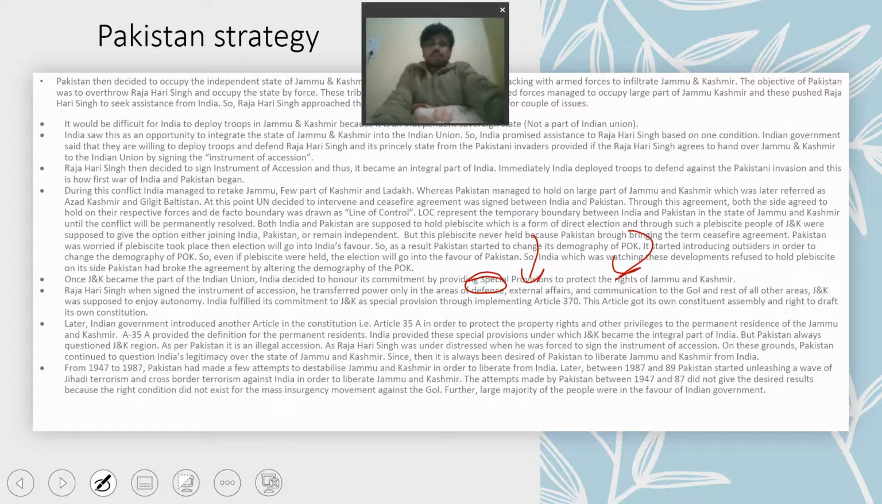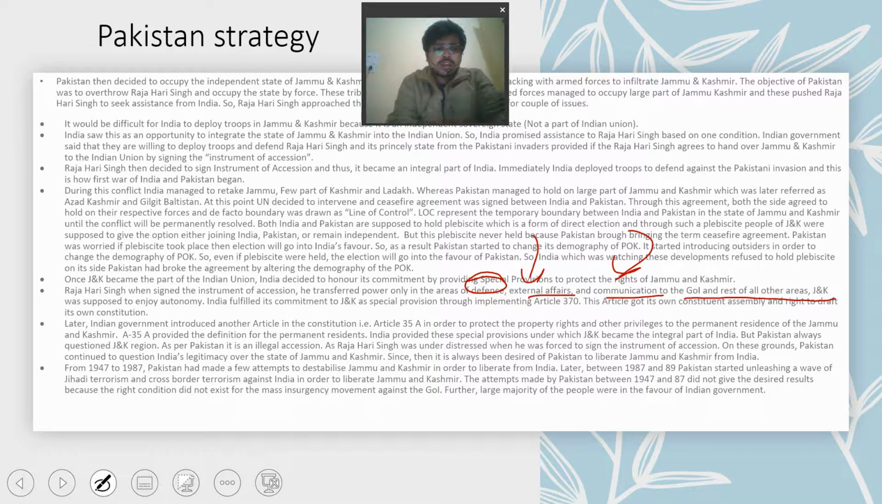So why? Because if the war is going to take place, as India infiltrates into that region and fights with Pakistan, the defense armies and all were infiltrated into that region. So the control was given in the area of defense, external affairs, and communication to the government of India. The rest of the other areas were still in the favor of Raja Hari Singh.